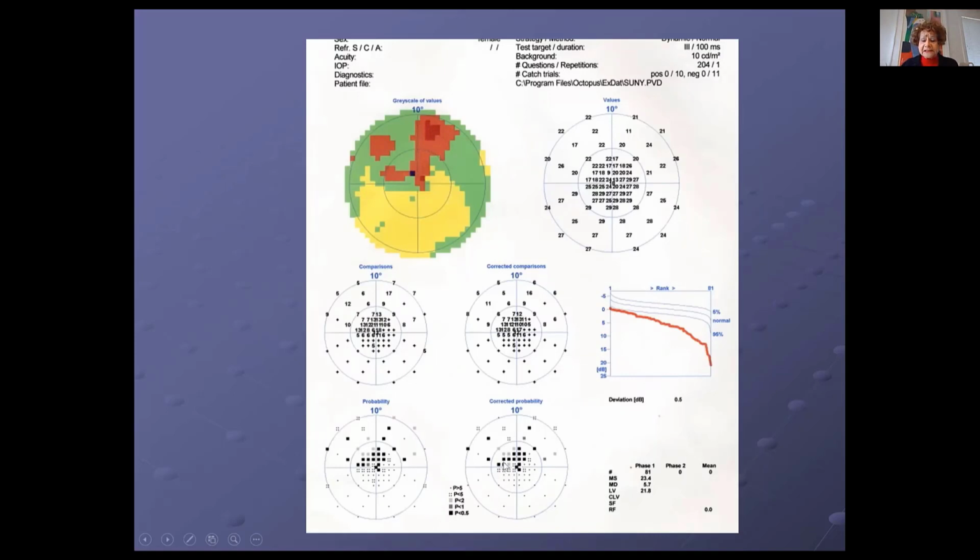And we can easily see that that one probability point on the Humphrey is clearly a nice arcuate defect in the nasal field right near fixation. By the way, this patient was also complaining about vision loss, which is very, very rare in early glaucoma. And this field went right into fixation.